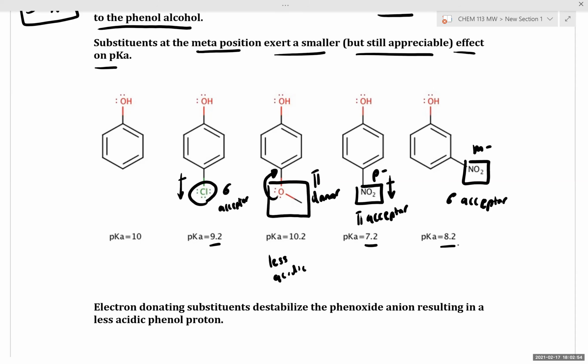Does this survey, this overview of substituent effects and their influence on phenol acidity make sense to everyone? Any questions on this example?